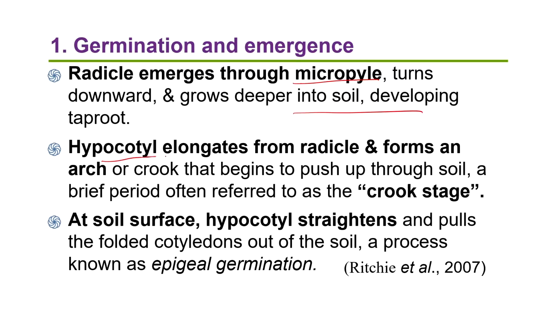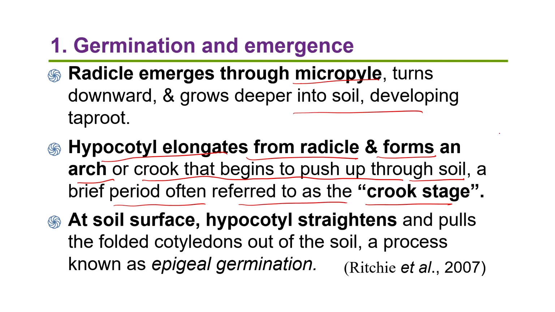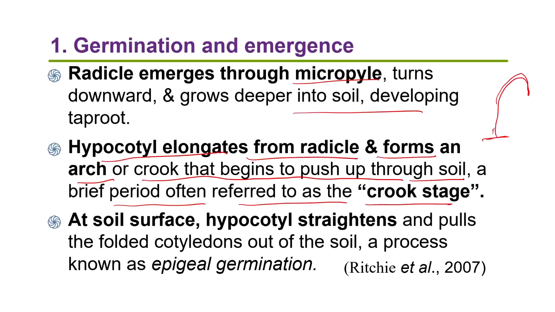The hypocotyl elongates from the radicle and forms an arc or crook that begins to push up through the soil, a brief period often referred to as the crook stage. Suppose it looks like this, crook stage. So the seedling will bend, partly bend, when it comes out. This hypocotyl part is very, very important because it pushes the seedling outside the soil. At the soil surface, the hypocotyl straightens and pulls the folded cotyledons out of the soil, a process known as epigeal germination.